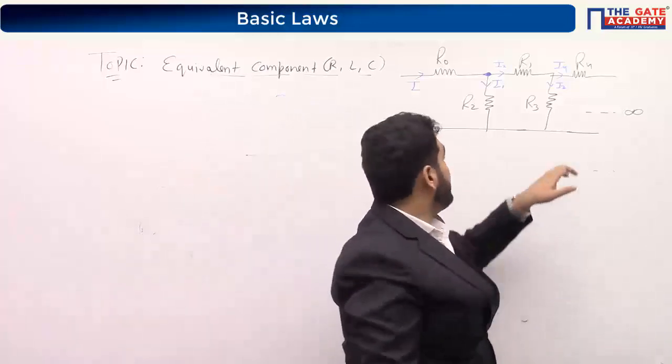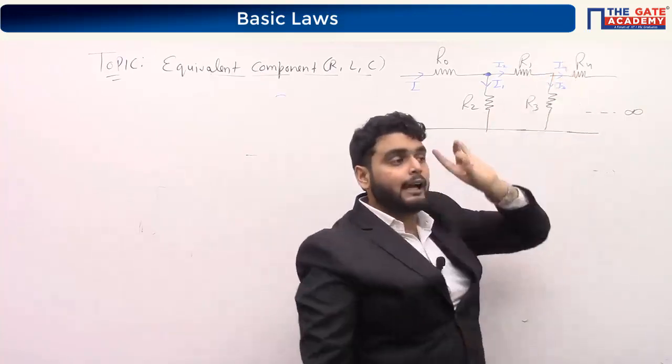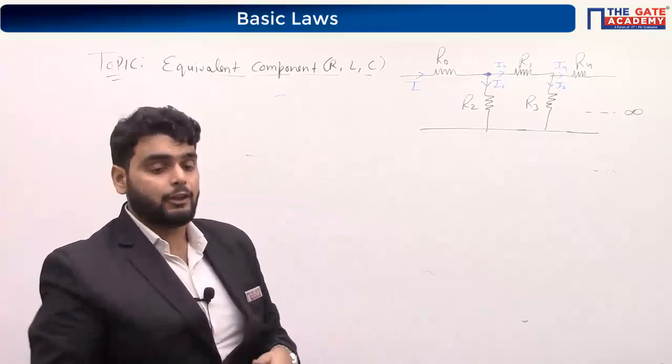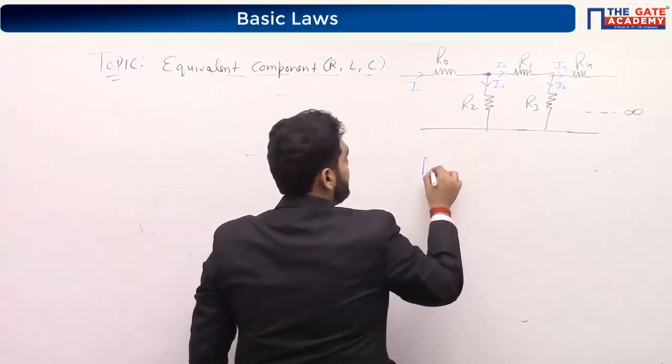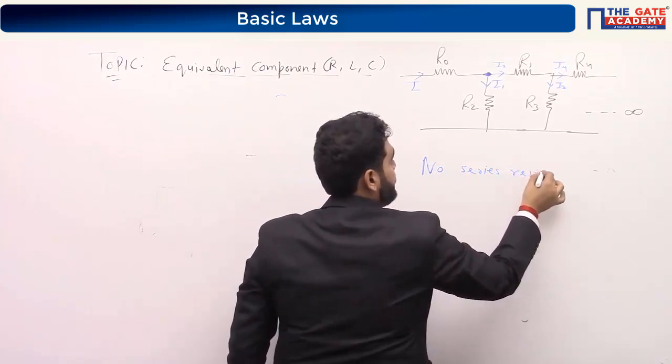Similarly, Shivam, you gave the last two. In the last two, you can see this is I3, this is I4. Again, the same current is not flowing. And if the same current is not flowing, they are not in series. So the answer is no series resistor here.